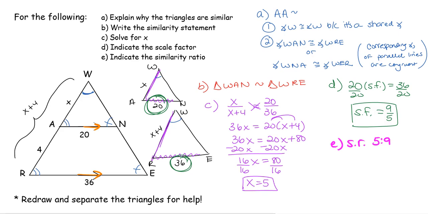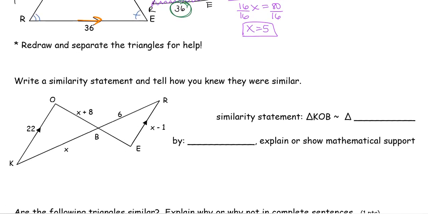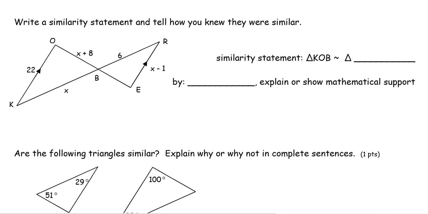All right, so next one. Write a similarity statement and tell how you knew they were similar. So I've got two triangles here, and if I want to prove that two triangles are similar, I'm going to use angle-angle similarity, which means I need to prove two of my three angles are congruent.